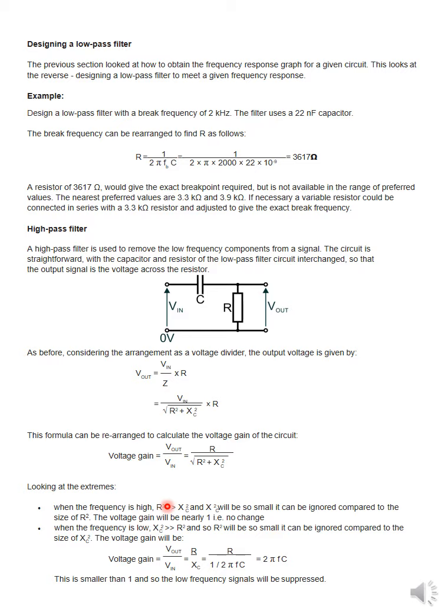When the frequency is low, Xc square is greater than R square, so this will effectively reduce to Xc square, and the root of Xc square is Xc. Then we can say R divided by 1 divided by 2 pi fC. This part will go up, so it will be 2 pi fCR. This is smaller than 1, and so the low frequency signals will be suppressed.